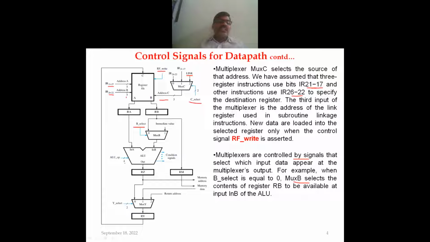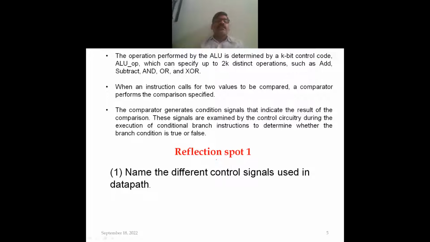Again, ALU underscore op is another control signal, given to the arithmetic logic unit. And there are different condition signals based on the arithmetic operation, for example whether the sign bit is going to be enabled, and so on.